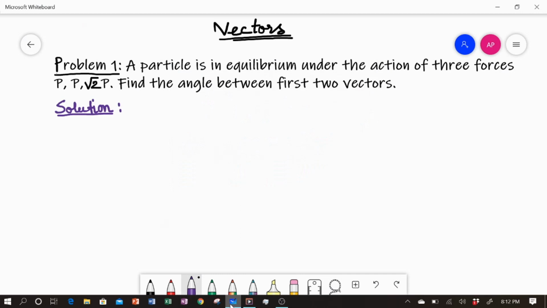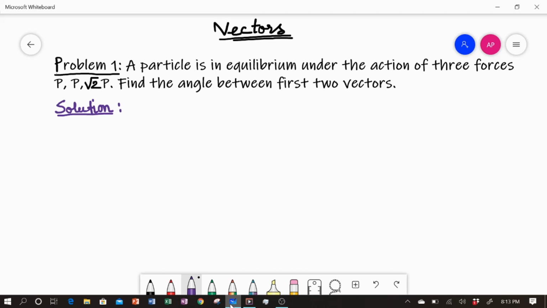In this video series, we will discuss some problems on vectors. These types of problems seem to be very difficult apparently, but these problems are actually very easy to solve if you remember some tricky things and some easy formulas. So let us solve this problem.